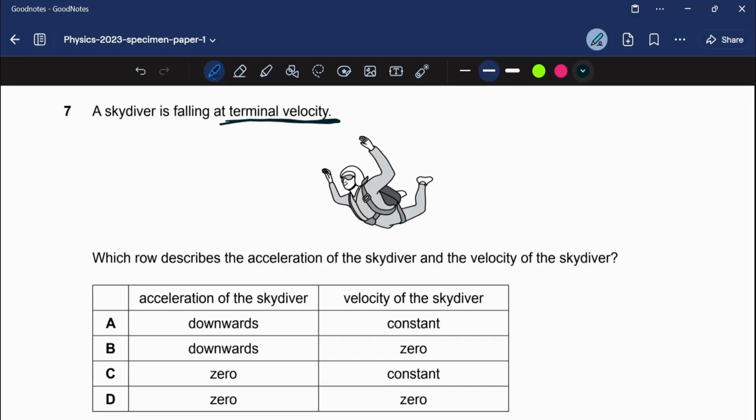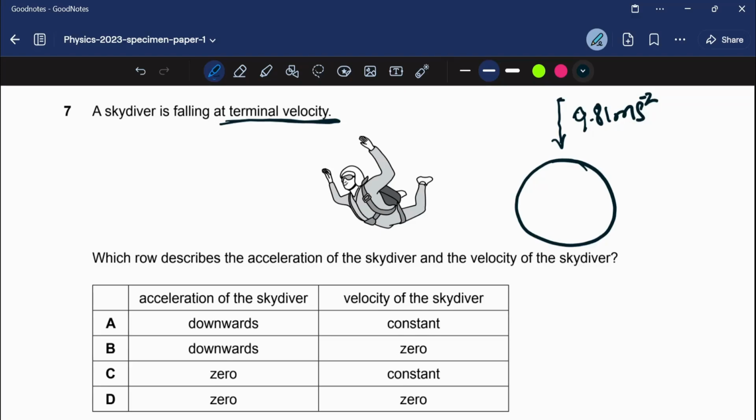Terminal velocity is the constant velocity. When someone falls freely under gravity, they actually accelerate towards the Earth. So see, if I have this planet Earth and if I jump from this height, I will accelerate towards Earth with 9.81 meters per second squared, right?